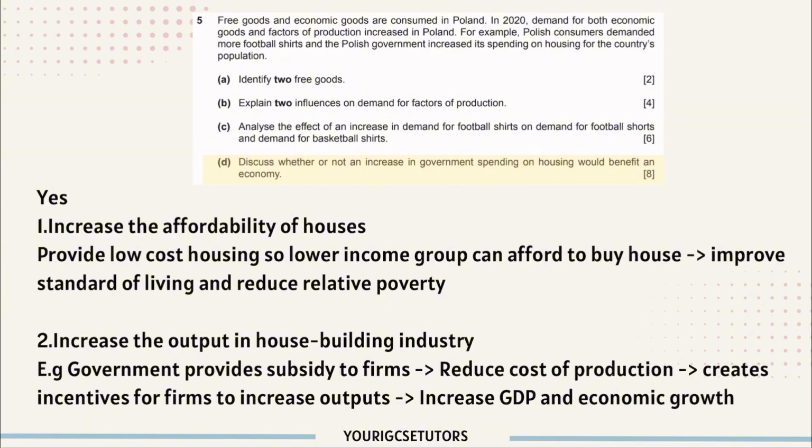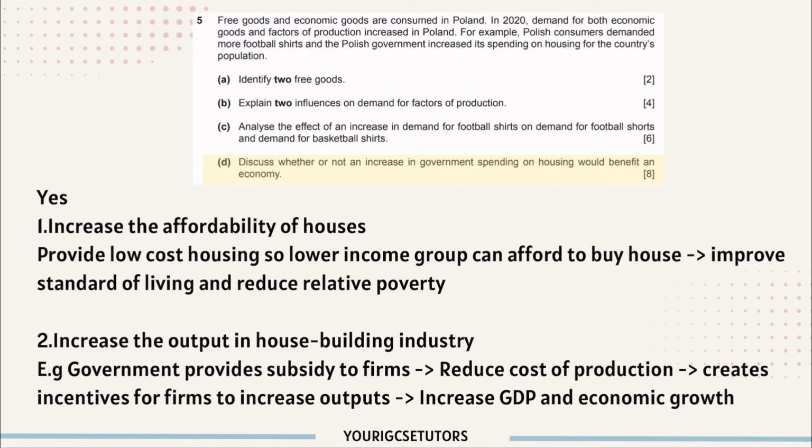First, you have an argument for yes. First point, increase the affordability of houses. So government, they can provide low-cost housing to low-income group so they can afford to buy houses. So this gives them a shelter and improve their standard of living and reduce relative poverty.